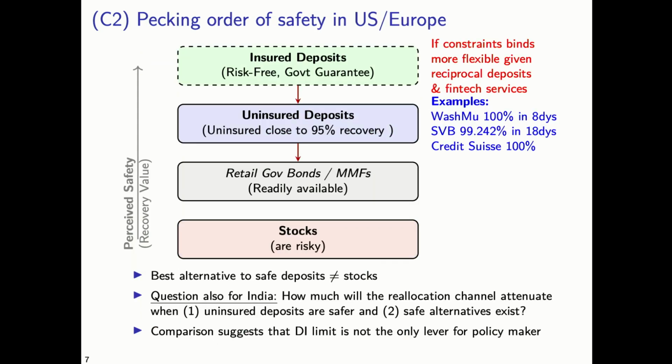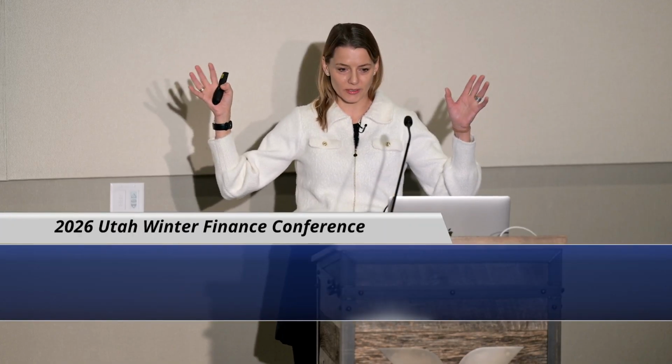So this is very different to the design I'm aware of in Europe. So in the US, there are insured deposits, and if the constraint binds, the constraint is quite flexible. There are reciprocal deposits, there are fintech services that put your deposits across different banks, and there are even uninsured deposits that enjoy very high recovery rates. Actually, in the US, it's 95%. Think about Washington Mutual. It was the biggest bank failure up to that point, in 2008, 100% recovery in 8 days. This is really amazing. SVB, we talked about this, almost 100% in 18 days.